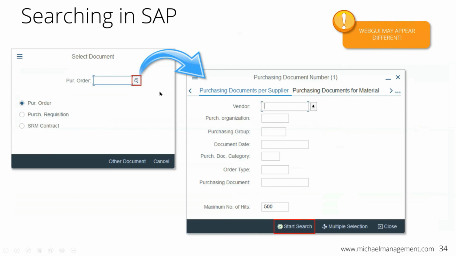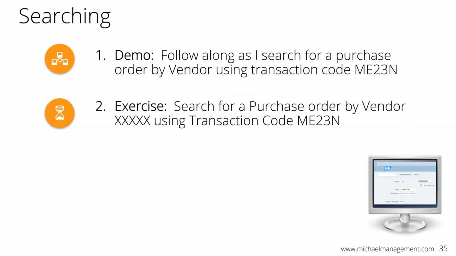So in this example, we're looking for a PO. We don't know the PO number. All we know is that it's vendor 123. So I'm going to have to sort through all the purchase orders for that particular vendor. And then we'll look at how we narrow that down a little bit more using some wildcards in just a moment, okay? So the first thing I'm going to demonstrate is ME23N.